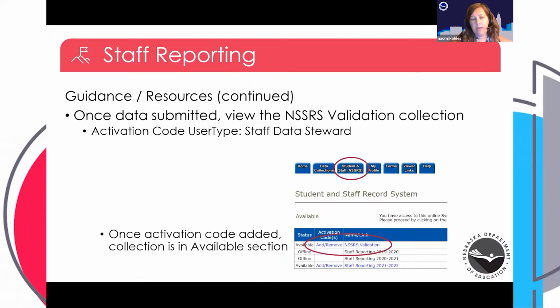Once the information is submitted into the staff reporting collection, the next day you're going to want to go to a second collection called NSSRS validation. I've listed here the activation code user type for that collection that you want to be sure to ask your superintendent for: the staff data steward. You're going to go to the student and staff NSSRS tab of the portal, and again, add that to your portal account if you don't already have it. Now, unlike staff reporting, this is a collection where once you have the correct user type, you're good to go, and you can see multiple years of data within it.